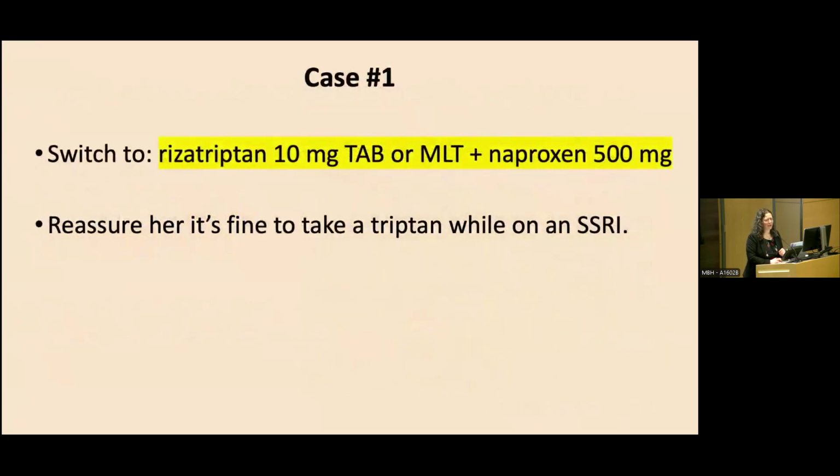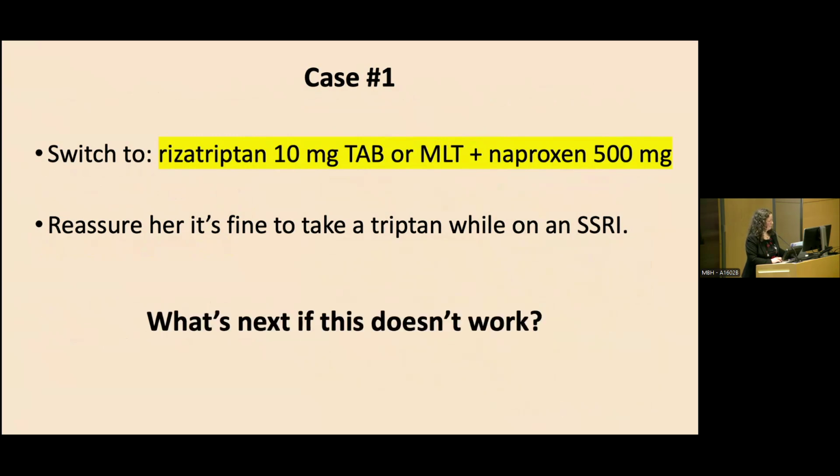But it is worth mentioning to your patient because a pharmacist will probably say something. So she didn't respond to the sumatriptan. And I have a whole way of thinking about which one you go to next. But for practical purposes, rizatriptan would be very reasonable in this situation. So we could do that either as a tablet or as a melt if she prefers, and combine that ideally with naproxen and reassure her it's completely fine that she is on an SSRI.